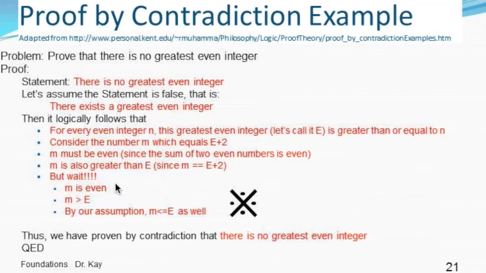But hang on, we've got m even, and we have m is greater than e, but by our assumption, m is also less than or equal to e. So m is greater than e. No, it's less than or equal to e. No, it's greater than e. No, it's less than or equal to e. We say, that's a contradiction. So we draw our little symbol, and so we say, thus, we have proved by contradiction that there is no greatest even integer, QED. Of course, when you do your real proof, you don't do it in red and black, you just do it in one color, but I did this to really emphasize how I'm just using my outline.